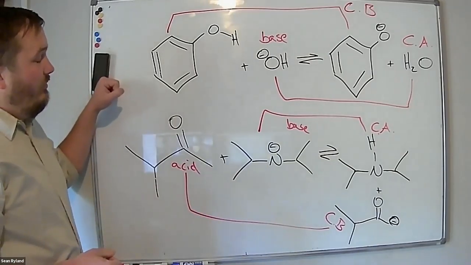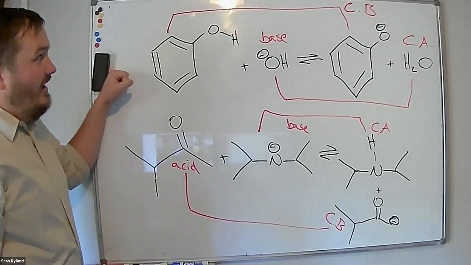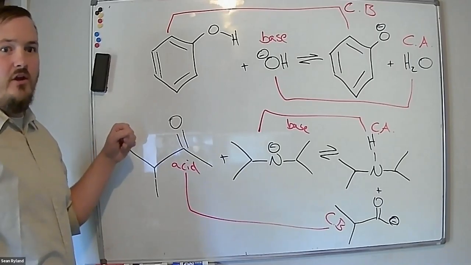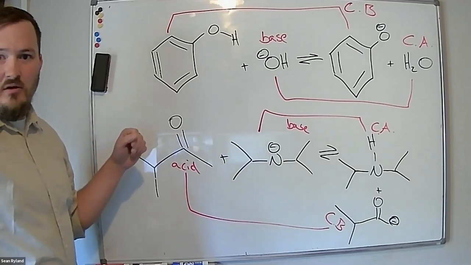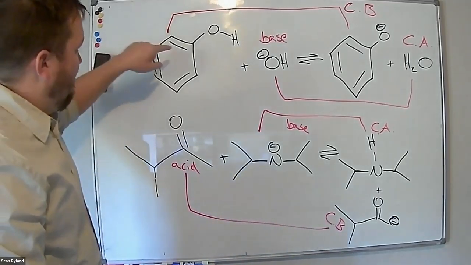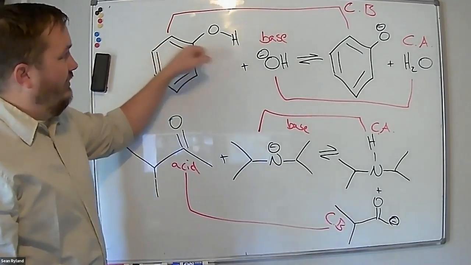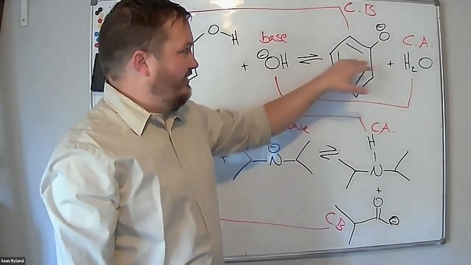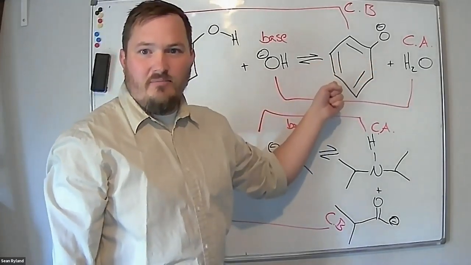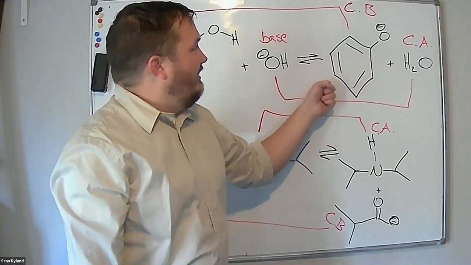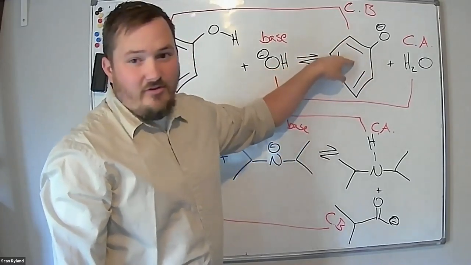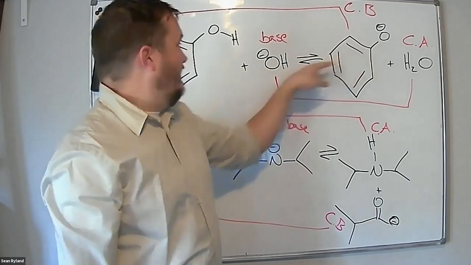Also worth remembering that at equilibrium, we're always going to favor making the weaker acid and base pair. So if we start with phenol and hydroxide, and if we looked at numbers and found out that the product side was favored by equilibrium, that would tell us that this deprotonated phenol is a weaker base than hydroxide is.